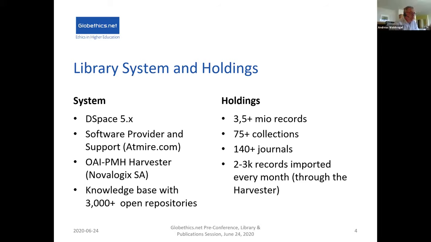Currently, we have more than 3.5 million items, 75 special collections, and 140 journals focused mainly on applied ethics, educational ethics, philosophical and religious ethics.